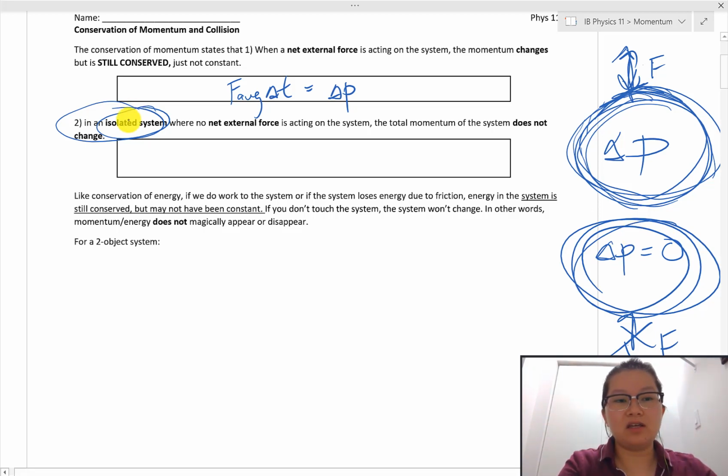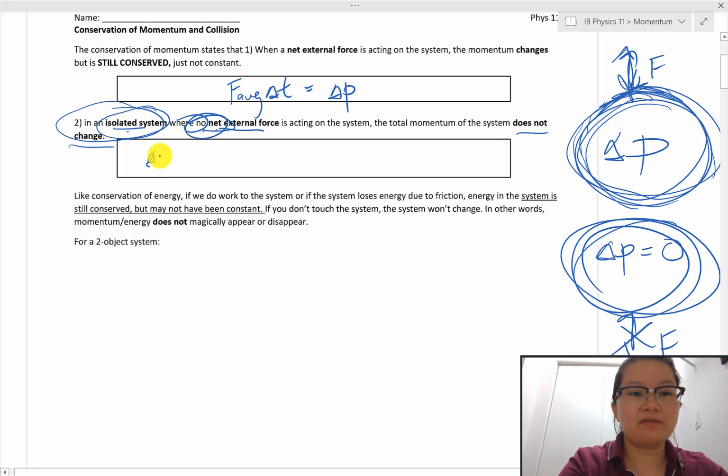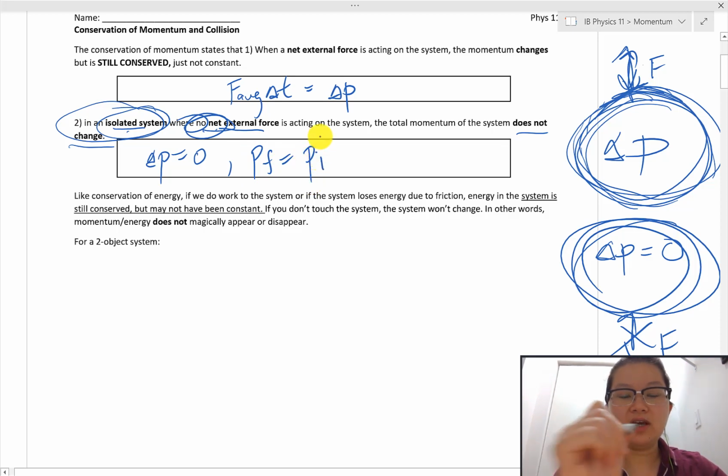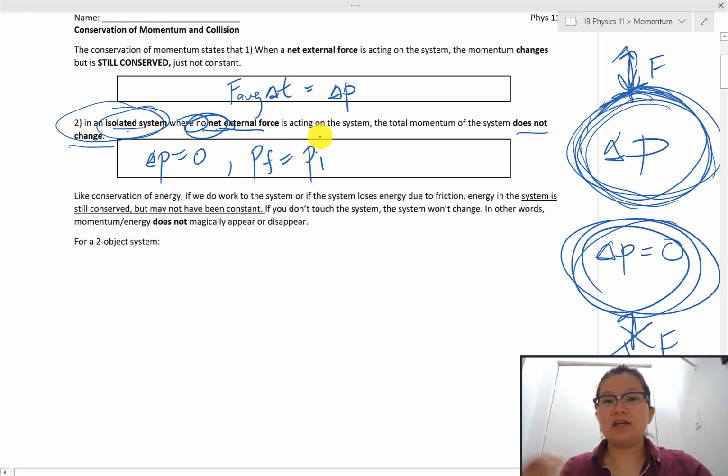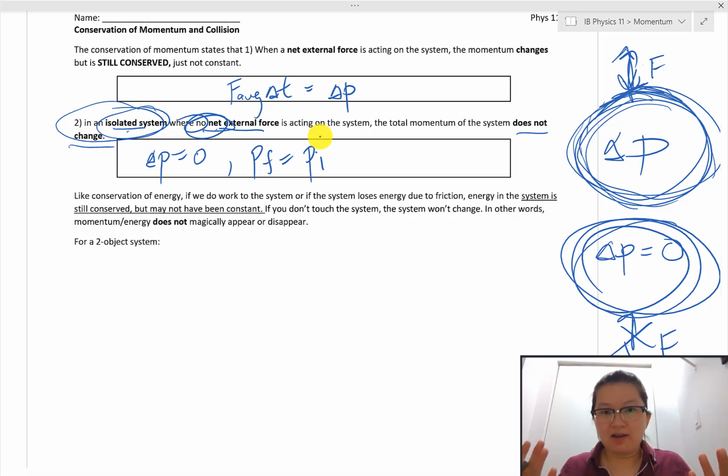Notice I have the keywords here in bold. It's an isolated system, no net external force acting on the system, resulting in the total momentum of your system not changing. A couple of ways to express this. You can have the change in momentum equal to 0, which also means that the final momentum of your system is equal to the initial momentum of your system. Say two things collide, bam, momentum before the collision versus after the collision stays the same. Total momentum stays the same.